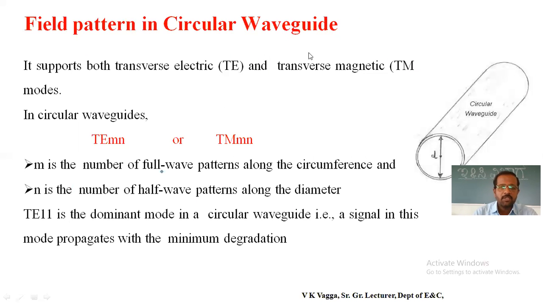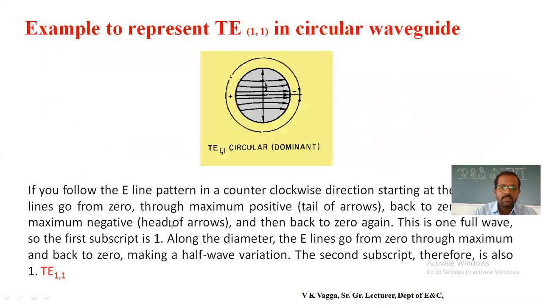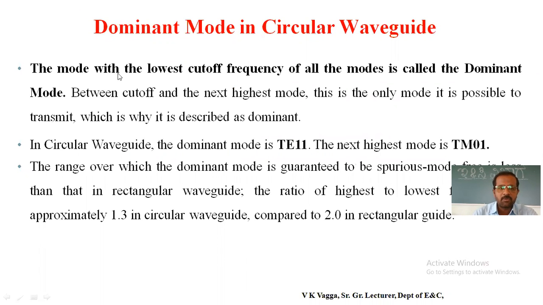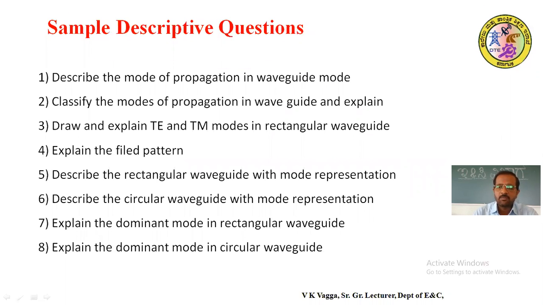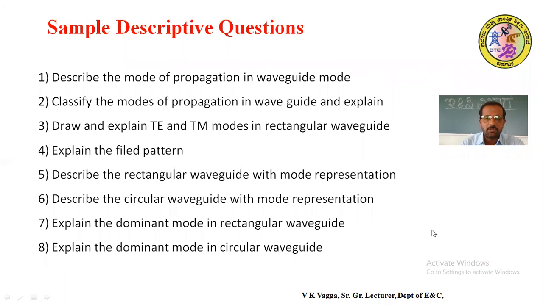In the same way, if you take the circular waveguide, in the TEmn pattern representation, m indicates the variation around the circumference of the circular waveguide, and n indicates the variation along the diameter of the waveguide. Its example is also shown. It is for TE11, which itself acts as the dominant mode here, with the lowest cutoff frequency. All this is about the propagation in waveguides.